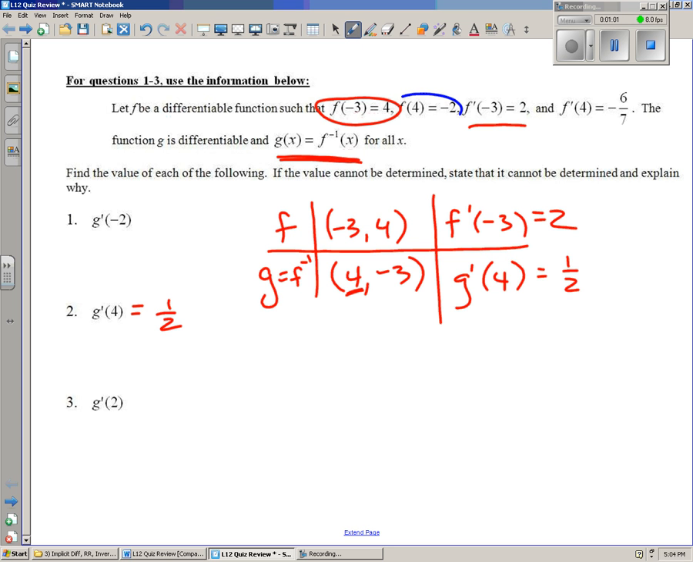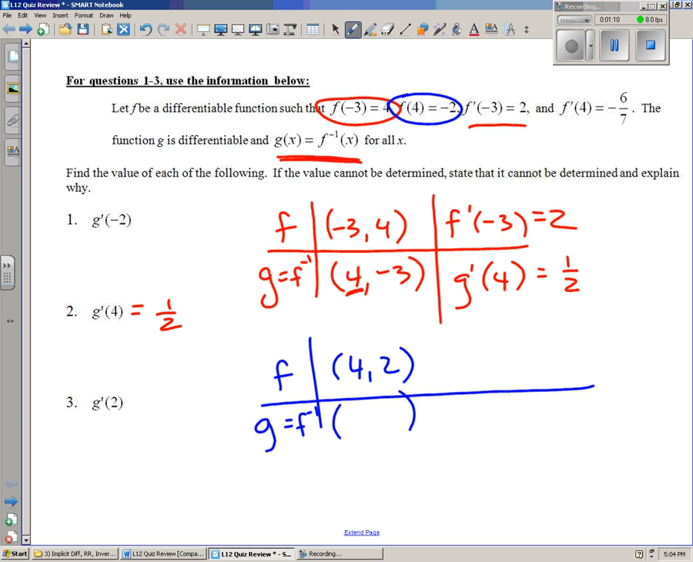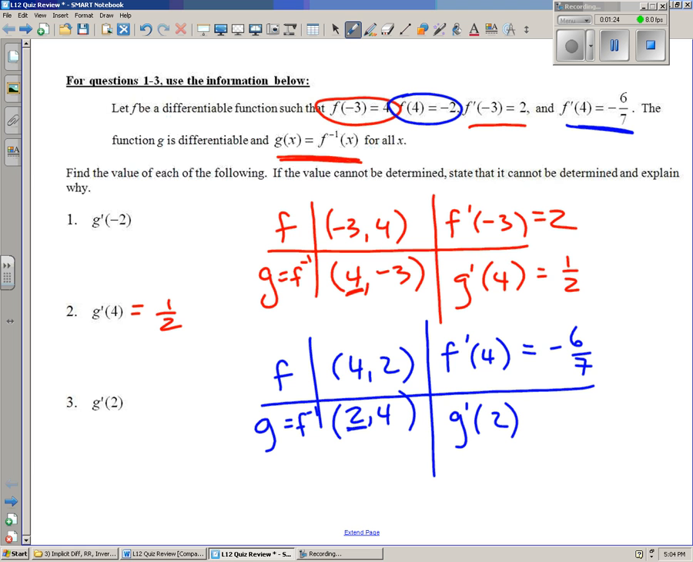Next, I'll use this piece of information. f of 4 is 2, and we'll make a chart of that. Therefore, the point on the inverse function is 2, 4. And now we should include information about f prime of 4, which is negative 6/7. So g prime at 2, the corresponding new x value for the inverse, is the reciprocal, negative 7 over 6. Oh, I'm sorry. You know what? This is negative 2. My bad. So this new x value is negative 2. That would help us answer this question.